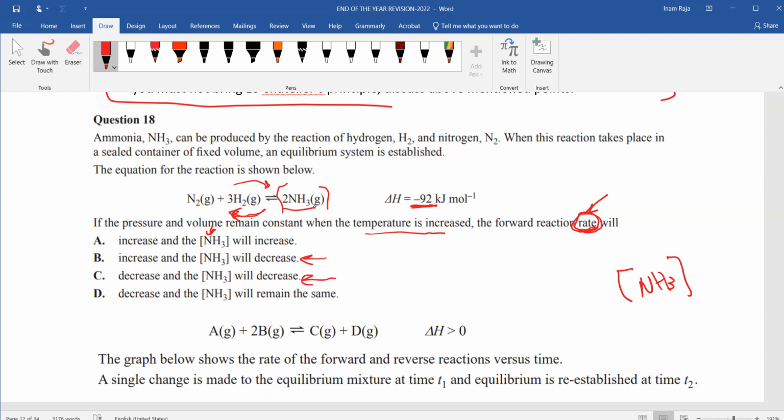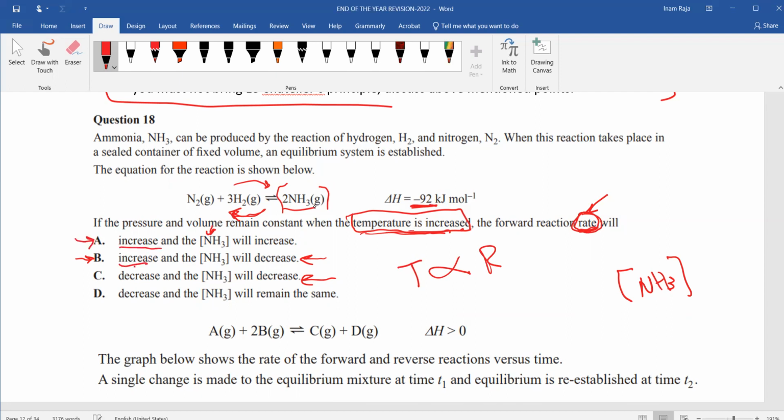Now remember that I told you previously that when the temperature is increased, the rate of reaction always increases, doesn't matter exo or endo. All right, so I'm sure it's this one, because it says that temperature is increased, the forward reaction rate will increase, because the rate will increase anyway. So temperature increase will always increase the rate. So when it says that temperature is increased, the forward reaction rate will increase. So both are increased.